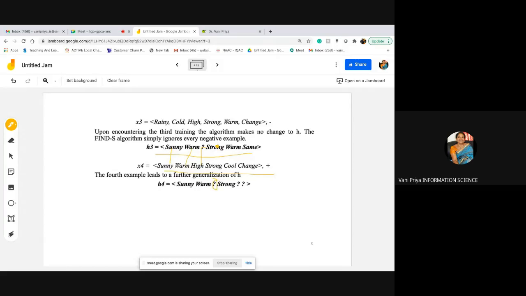Next, this is strong, this is also strong, so it will remain the same. Here this is warm and this is cool, so the values are different, which means it will be generalized. And same and change, here also the values are changing, so it will be more generalized. Since this is the last training example, we have now established the hypothesis. What is the final hypothesis? The final hypothesis is sunny, warm, question mark, strong, question mark, question mark.